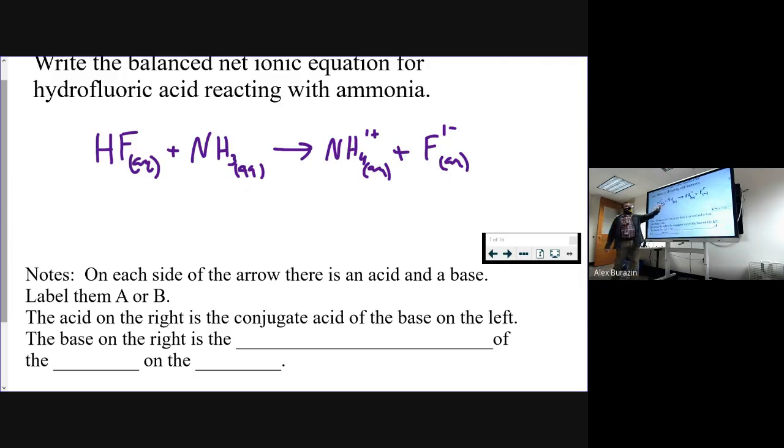What's the acid on the left side? What is the acid on the reactant side of my reaction? Hydrofluoric, HF, right? That's the acid. I'll put an A. What's the base? The other one, ammonia. How could I know that? How do I know to identify this as the acid and that as the base?